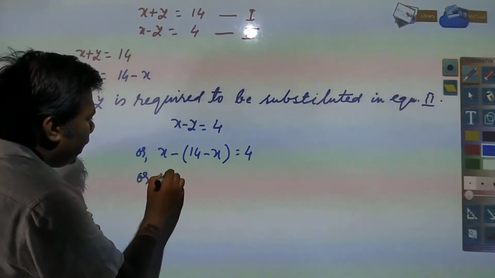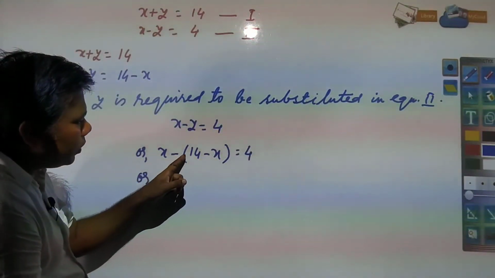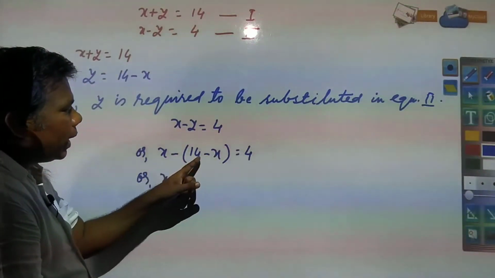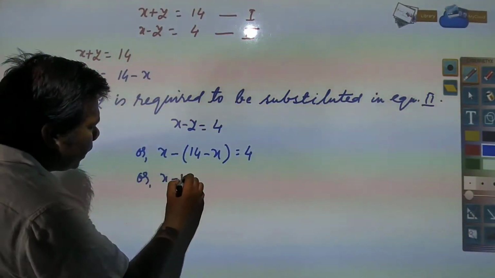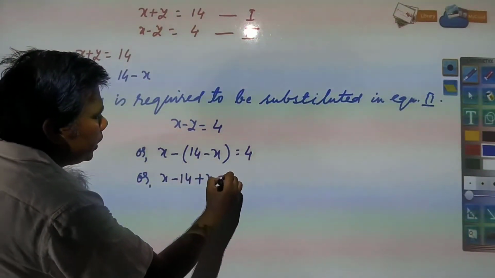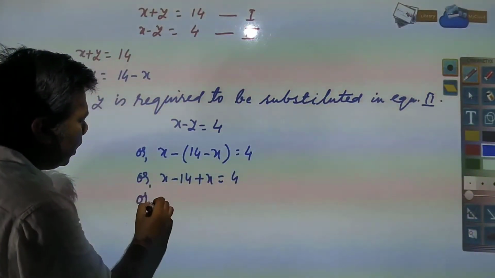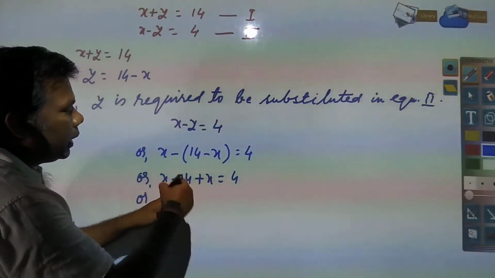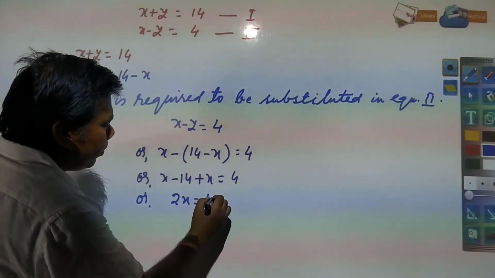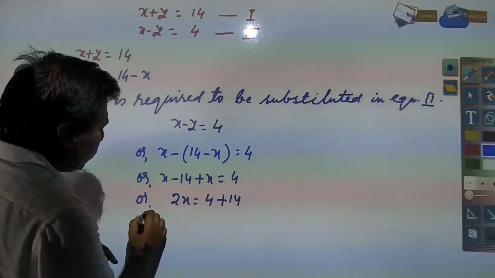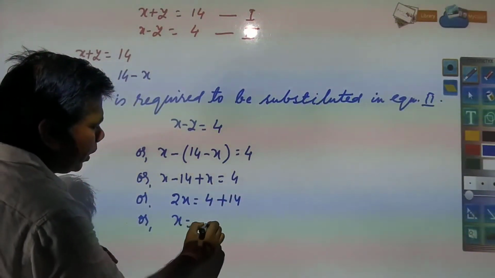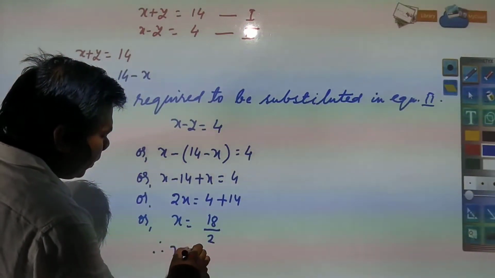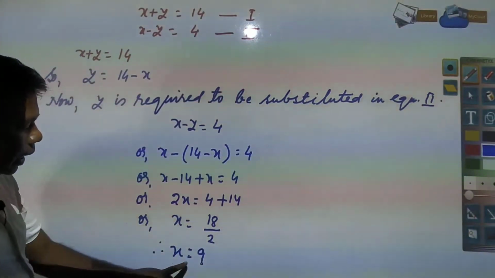Now x minus, when the minus will enter and you open the bracket, the sign will be changed, so this will be minus 14 plus x is equal to 4. x plus x is equal to 2x, and minus 14 if you take to the right side will become plus 14. So x will be equal to 18 by 2 and therefore x will be 9. So you have got 9 now.